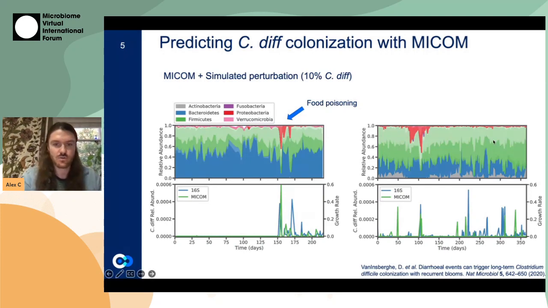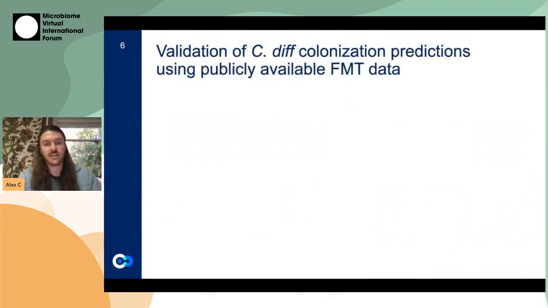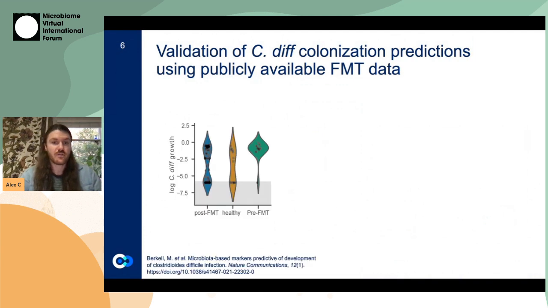This kind of gave us an initial validation that this technique could work. And so we went forward and leveraged publicly available fecal microbiome transplant data. These are data where individuals who had experienced the CDI came into the clinic and then received an FMT to try to alleviate their infection. When we apply our modeling technique to these data, what we see is that individuals prior to receiving an FMT are nearly all predicted to be able to be invaded by the pathogen.